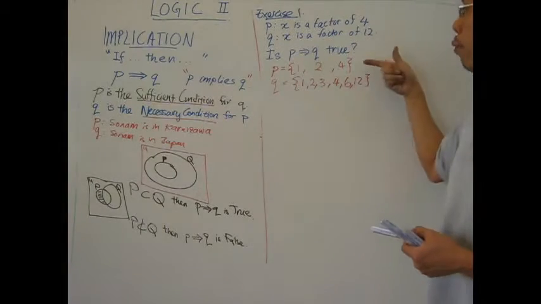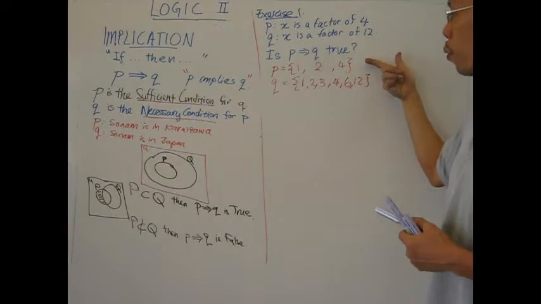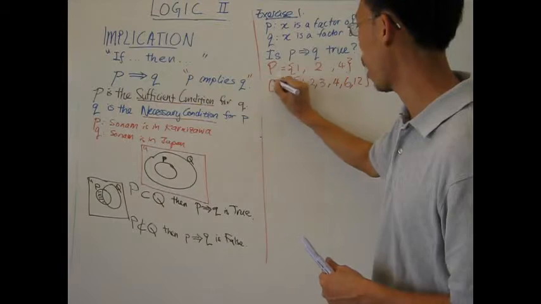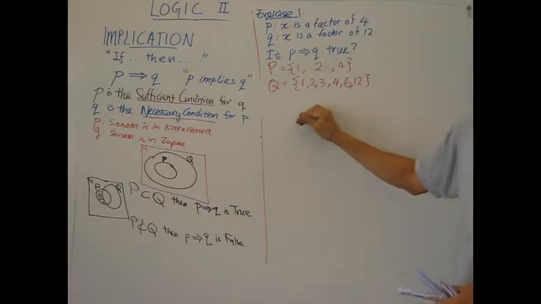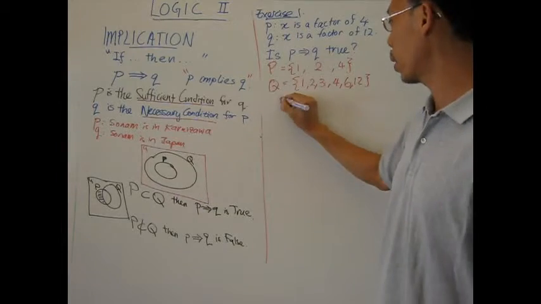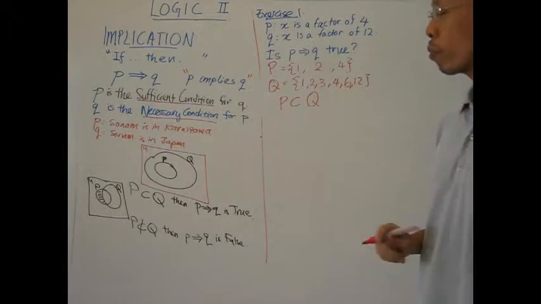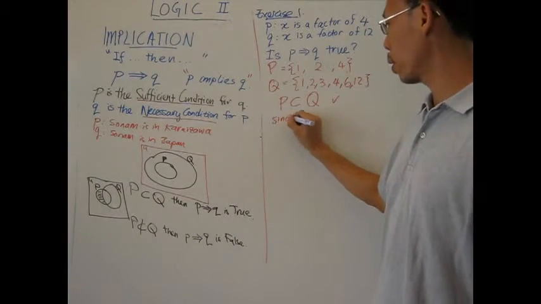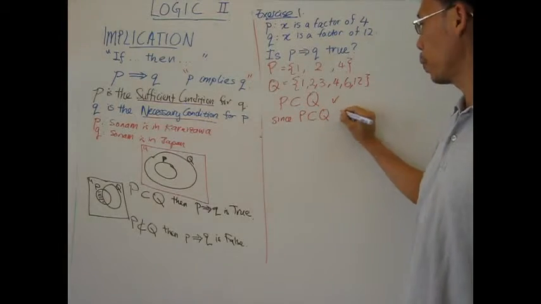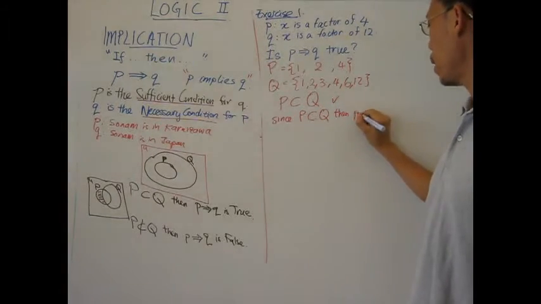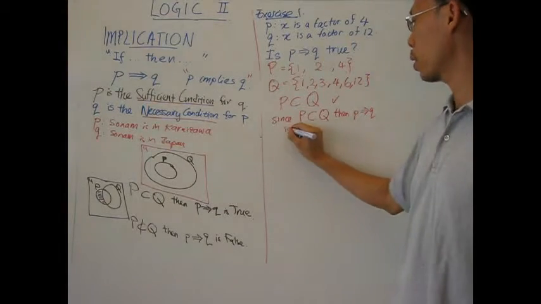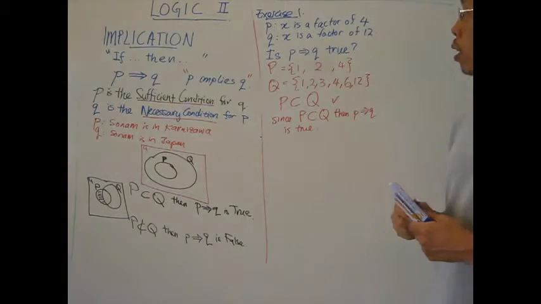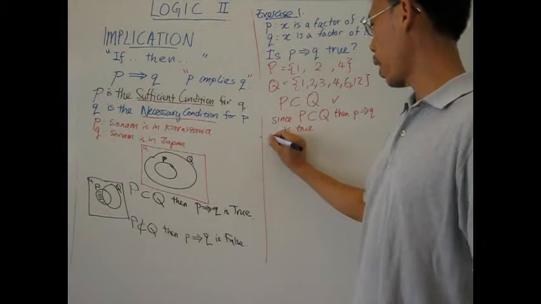And then from here, we can really see that set P, capital P here, is basically a subset of capital Q. So this is true. Since P is a subset of Q, then P implies Q is true. So that's the answer. Alright, let's try another exercise, number 2.